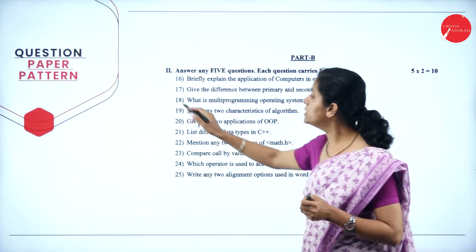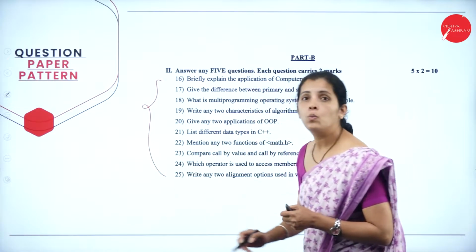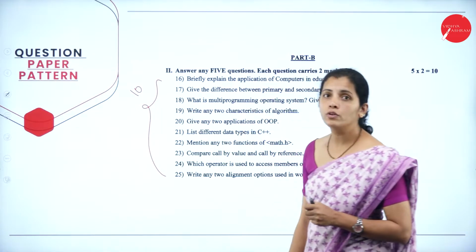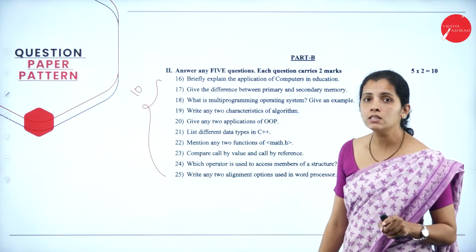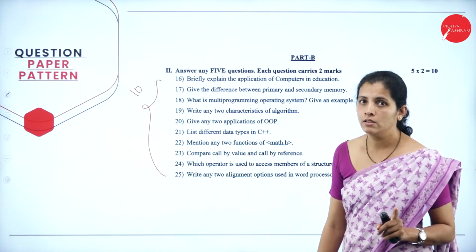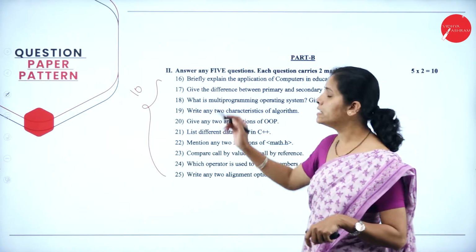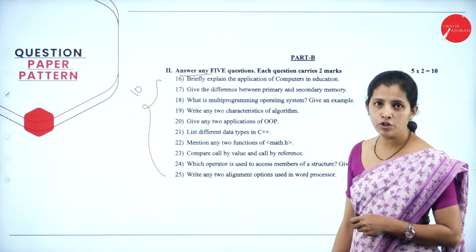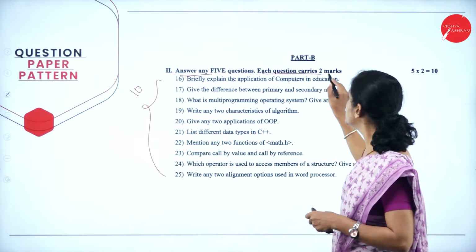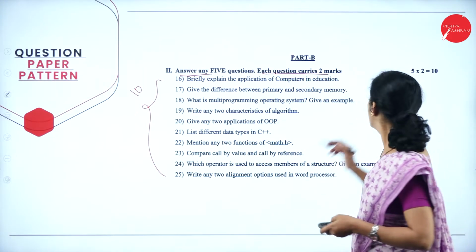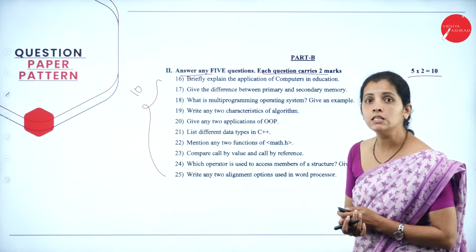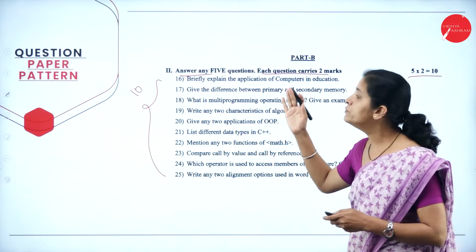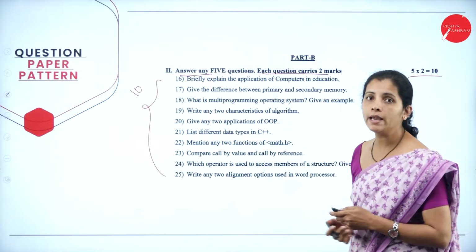As I told, in part B, I'm going to get 10 questions. Out of 10 questions, I want to answer only 5 questions, and each question carries 2 marks. So answer any 5 questions, each carrying 2 marks. So 5 into 2, it is 10 marks. Now, let me solve these questions one by one.